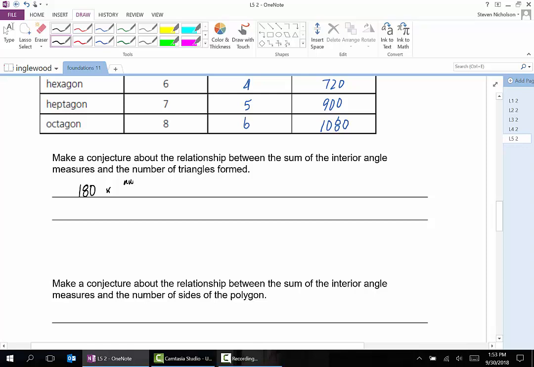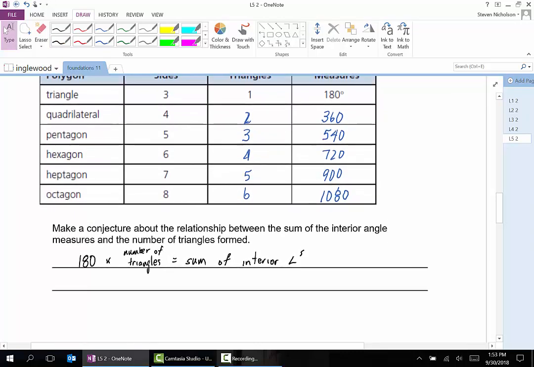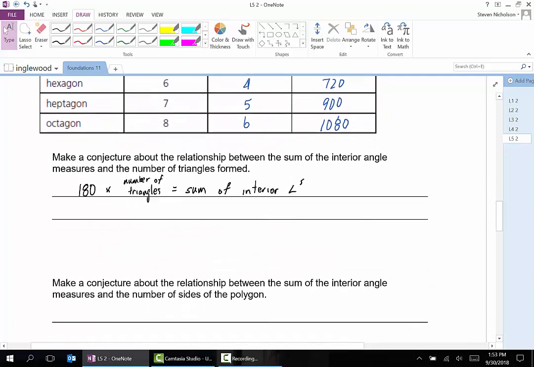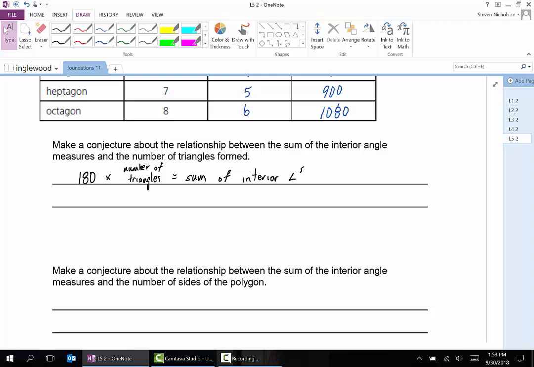180 times the number of triangles equals the sum of the interior angles. And if you didn't notice that, go have a look now. 180 times 1 is 180, 180 times 2 is 360, etc., all the way down to 180 times 6 is 1080. So what we're doing here is relating columns. So we're relating columns 3 and 4. There's a nice simple little relationship.